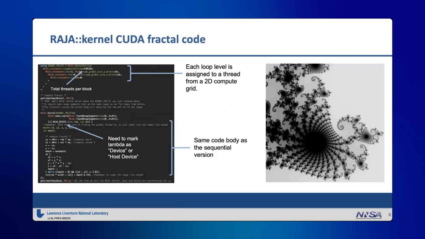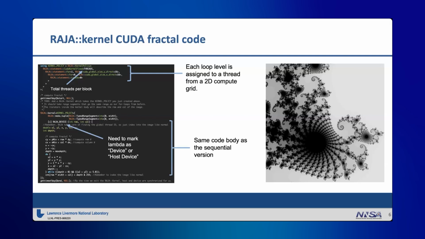So the CUDA variant of this simply requires modification on the kernel policy side. It does need the RAJA device declaration. However, if you wanted this to be portable across host and device, you can simply use a RAJA host device macro, and then the code will execute on the host or the device. I saw some discussion on the chat earlier, so I'm very glad I can pull that back into the conversation here.